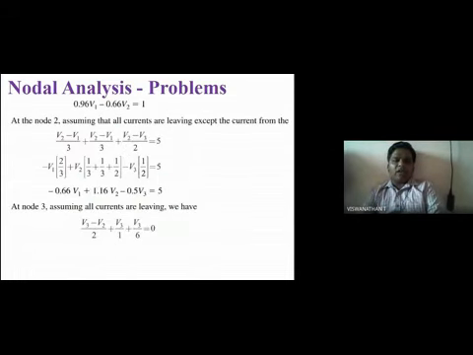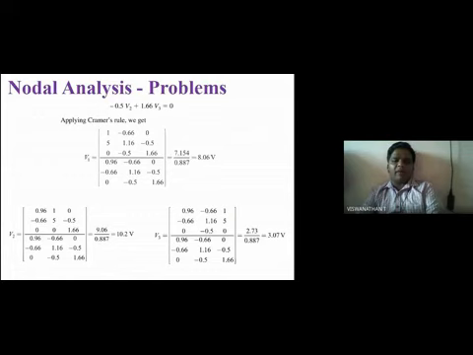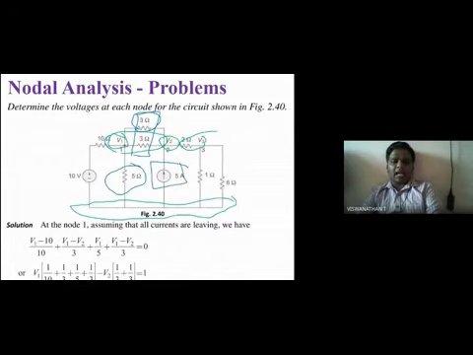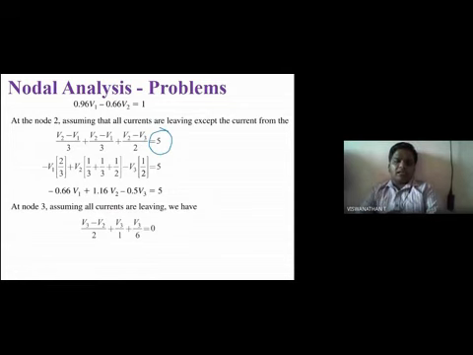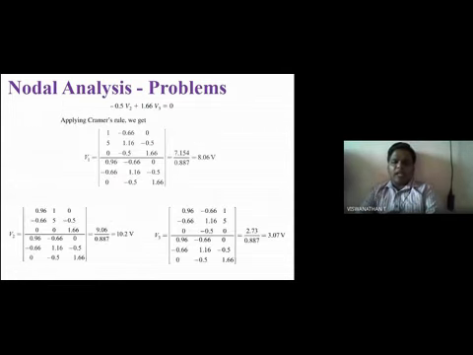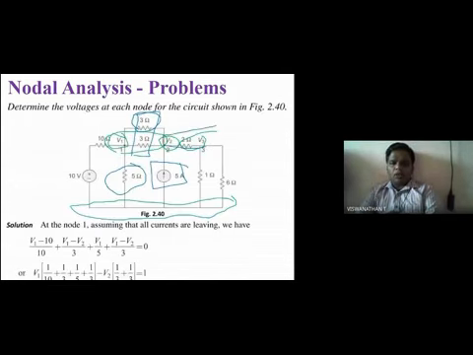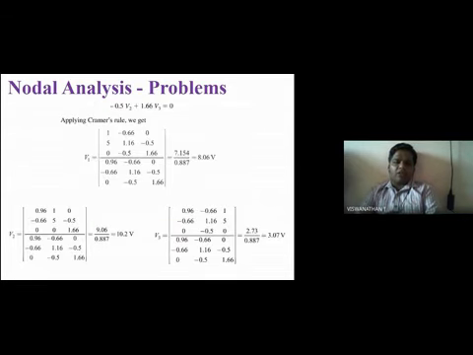In the second one, we have a current source of 5 amps. This current is entering, so we put it on the right-hand side. In the third node, V3 minus V2, then V3 divided by 1, again V3 divided by 6. That is the third equation. By solving these equations using Cramer's rule, you should always go for matrix Cramer's rule, I get the three voltages V1, V2 and V3.